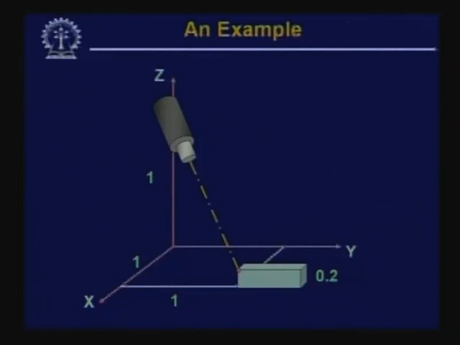Now, let us try to see an example to illustrate this operation. So, let us take a figure where we assume that the center of the imaging plane of the camera is located at location 0, 0, 1 with respect to the 3D world coordinate system x, y, z. And we have an object placed in the x, y plane, where one of the corners of the object is at location 1, 1, 0.2. And we want to find out what will be the image coordinate for this particular 3D world point, which is now a corner of this object as placed in this figure.